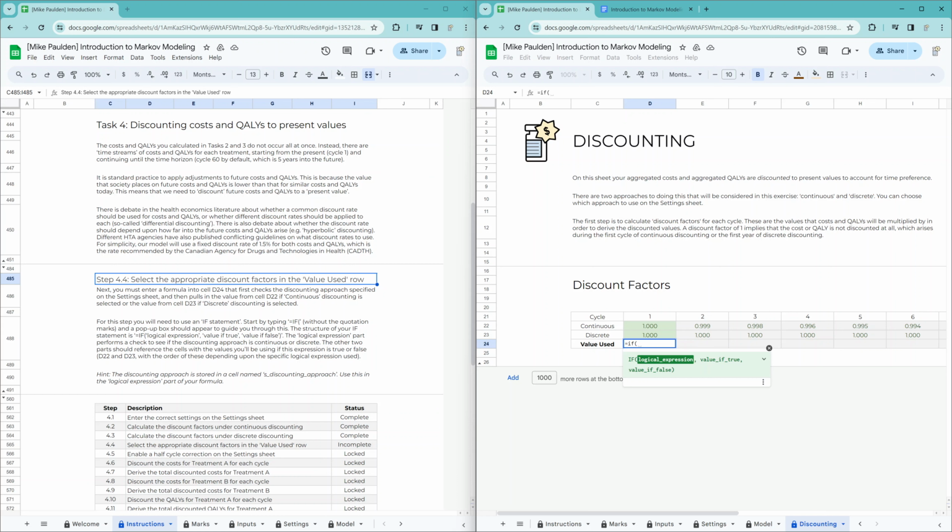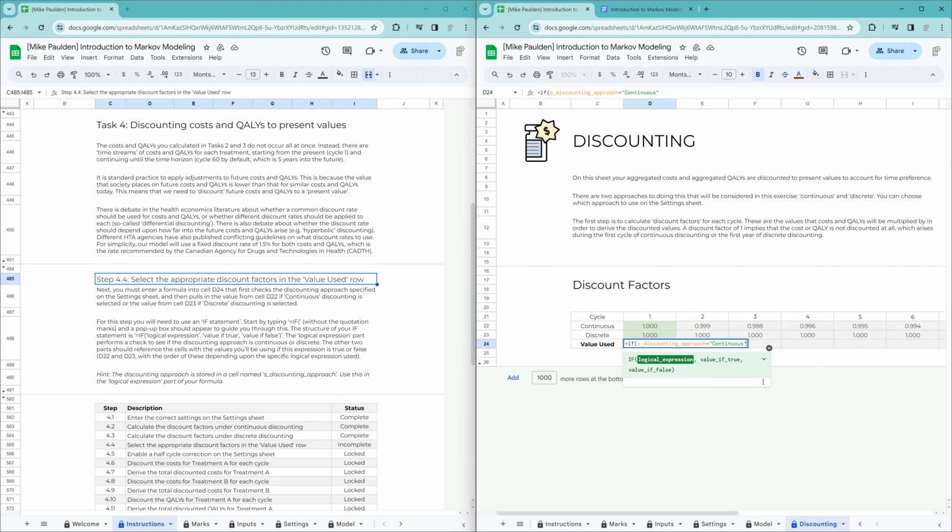And so I'm going to say S_discounting approach. And instead of typing out, I'm just going to click there. If S_discounting approach equals, and I'm going to say continuous, and I'm going to put this in quotes. You can't just type continuous. You have to do a double quote, and then finish with double quotes, like that. If you miss out the double quotes, it won't work properly. So that is my logical expression.